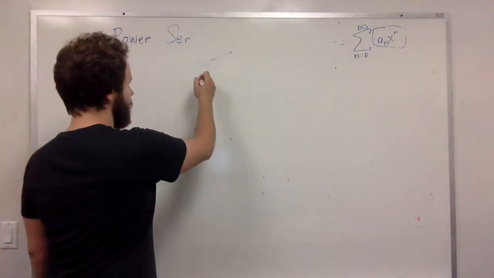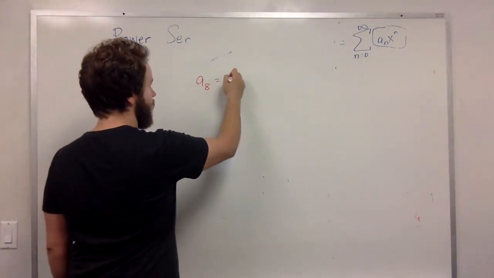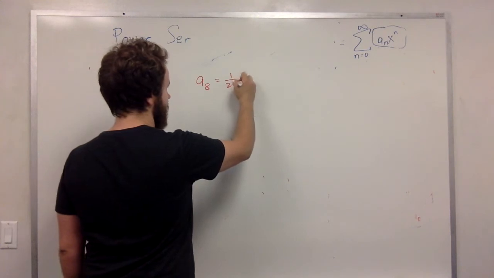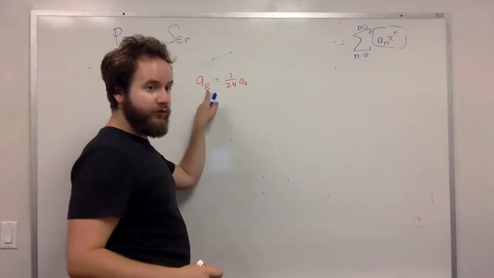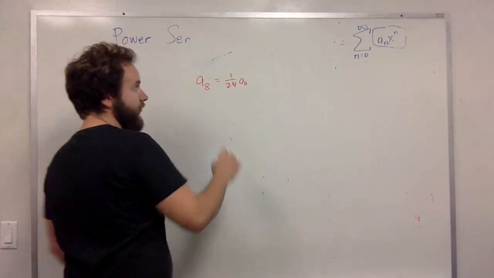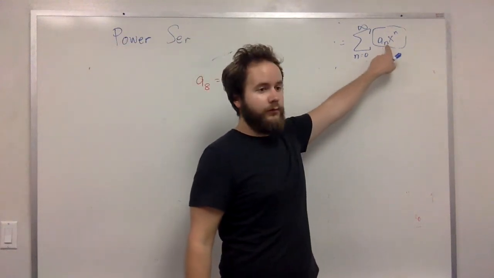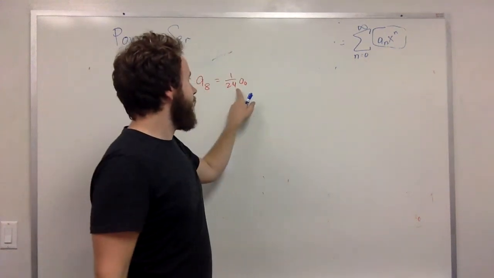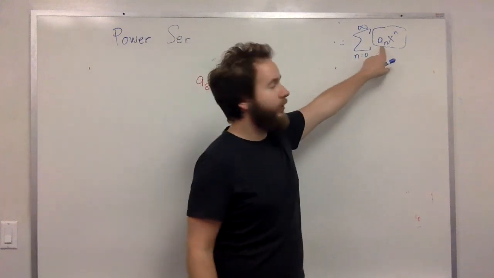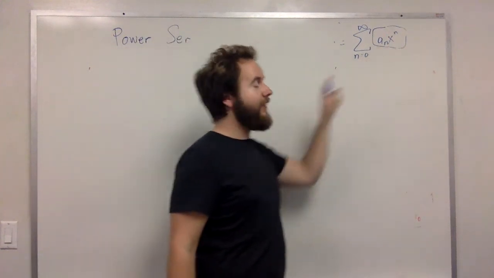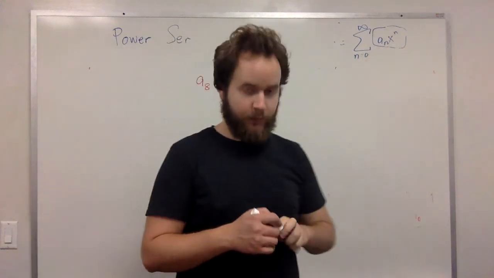Well, a sub 8 was 1 over 24 a0, right? That means the coefficient of the x to the 8th term. Because remember, the power series is of this form, right? So if I know a sub 8 is 1 over 24 a sub 0, I know this guy is 1 over 24 a sub 0 times x to a power. It's got to be 8, because it matches that.